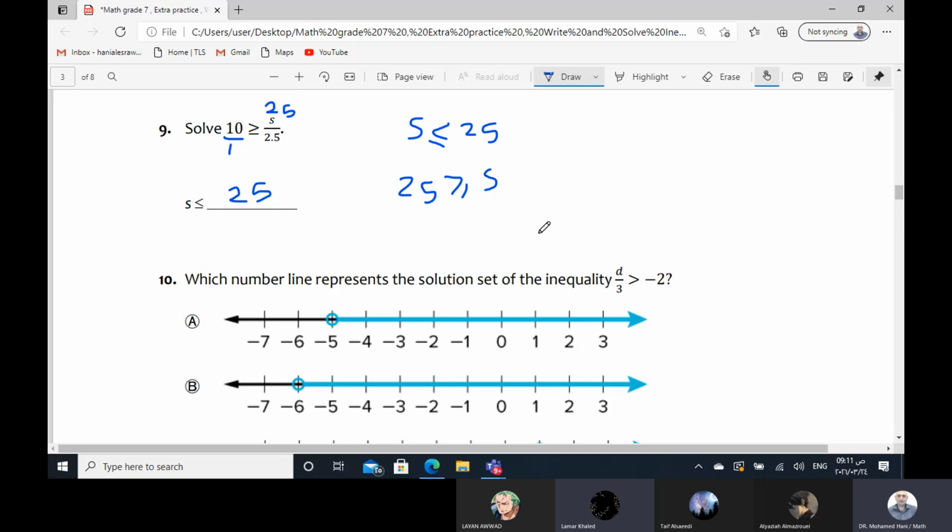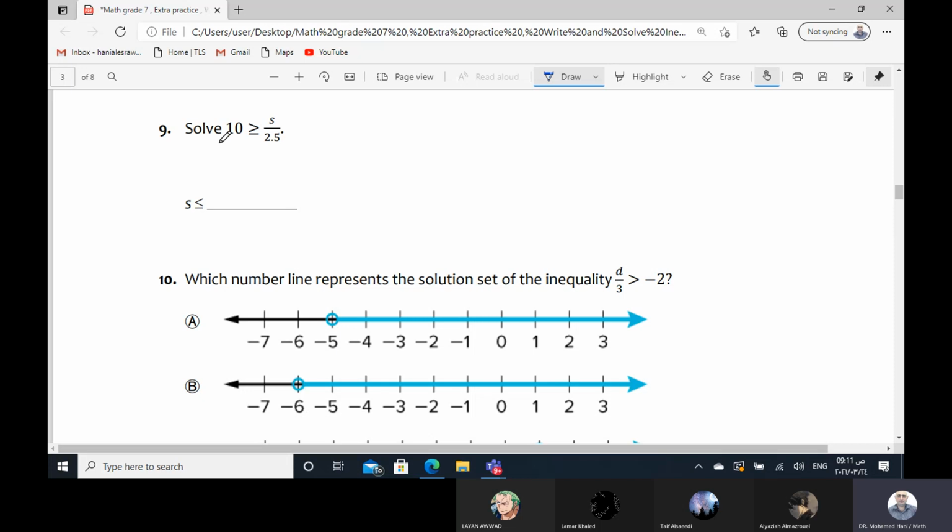Mister, but imagine if we put 25 less than or equal to s, would it be true or not? Repeat your question, please. Mister, you said s less than or equal to 25. If we put 25 greater than or equal to s, is it wrong? It is wrong.